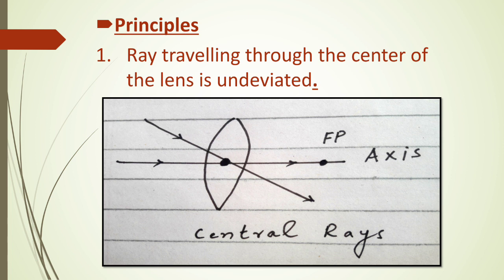Now let us talk about some principles. The light ray which passes through the center of the spherical lens does not change its direction. The central ray does not change its direction at all. So this is principle number 1. Principle number 1 states that a ray traveling through the center of the lens is undeviated. The direction of the central ray does not change.